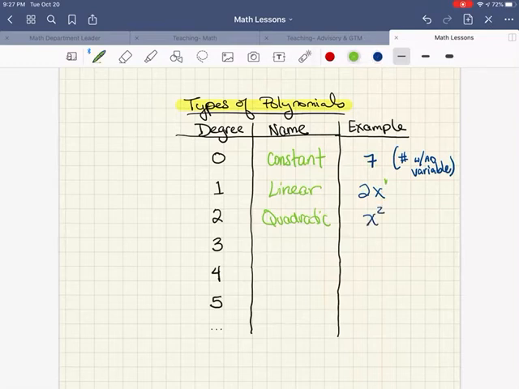The next is called cubic. And that is when we have x to the third power. The next is called quartic. That is x to the fourth power. And the last one is called quintic. And that is x to the fifth. They keep going, but you don't really need to know anything past quintic. Okay, so take a pause, write that down. You're definitely going to need to have these memorized down the line, but for right now, you just need to have them in your notes.